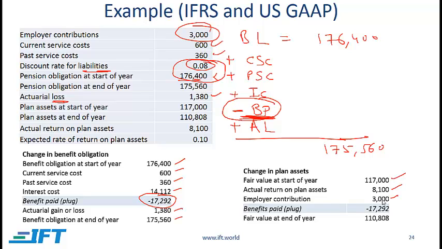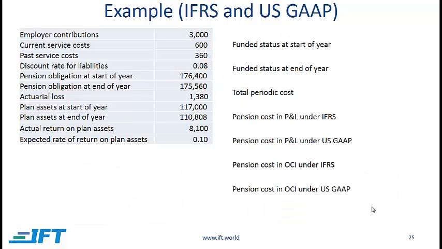The benefit paid reduces the value of plan assets, so that's why we have a minus. And then the fair value at the end of the year is given. So again, we could calculate this using algebra. All right, now you need to also answer these questions, and they should be straightforward.